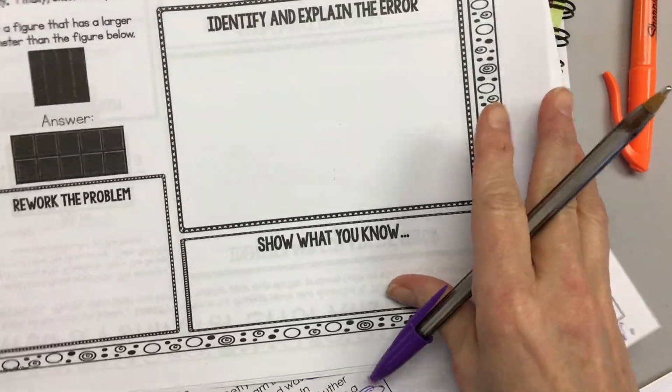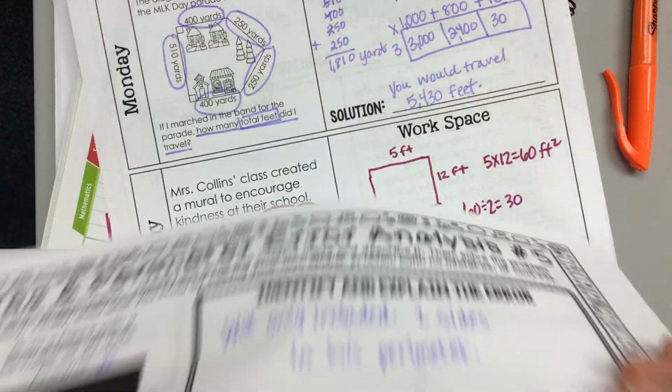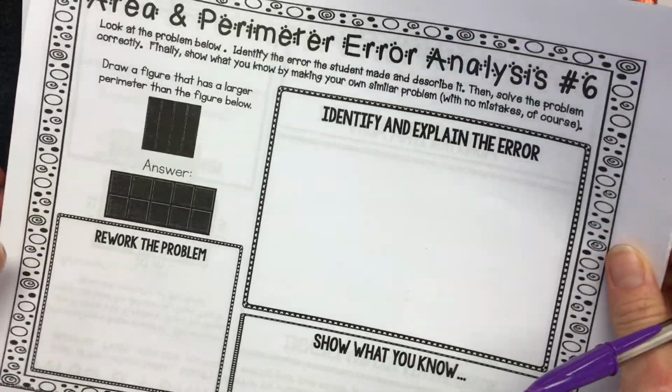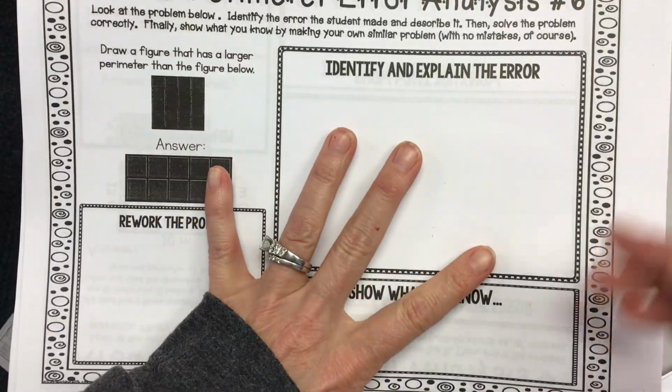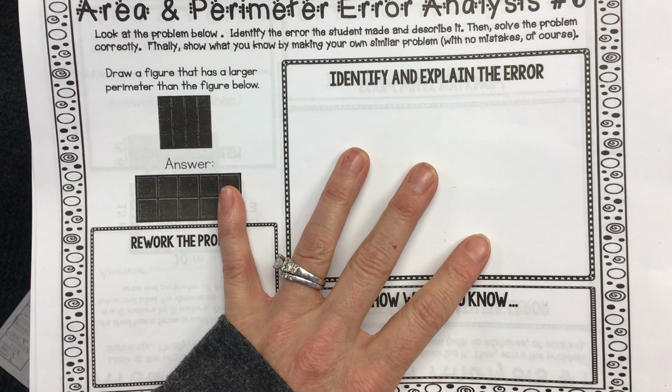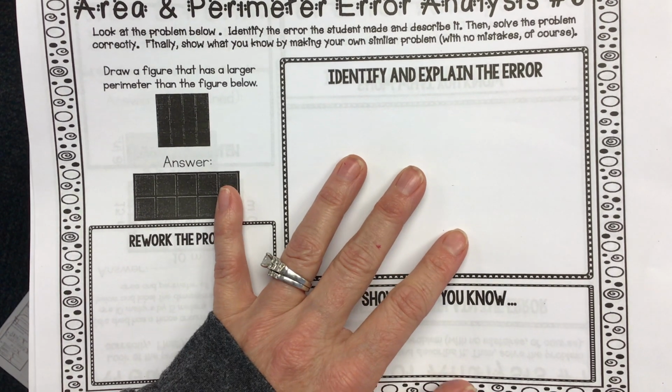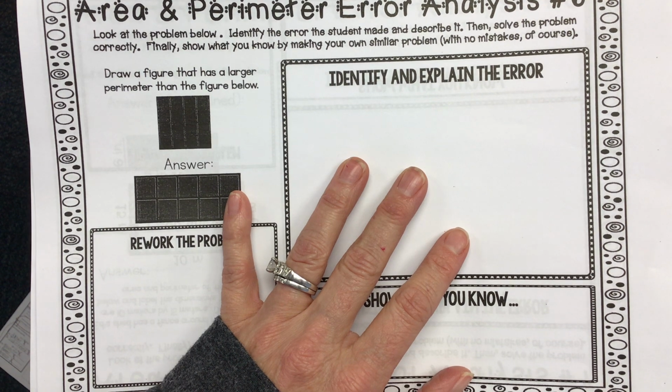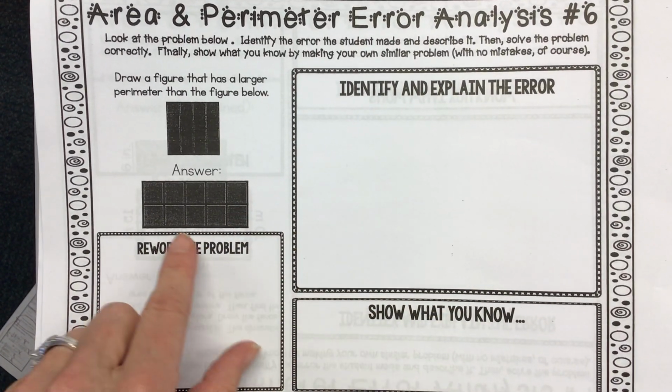Let's look at number 6 together. We are on the area and perimeter error analysis packet. If you are done with number 6, you need to go back and look at it. Be raising your hand, be a willing participant in the learning that's happening.